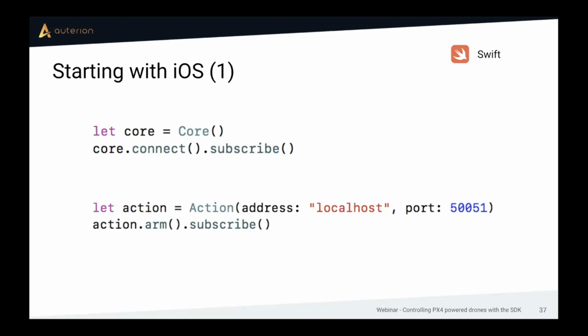Okay, so if we then look at the action plugin, we just create the action plugin, let action equal Action, and here we have to give an address and a port. I'm running the backend in this example on my computer, so it's localhost and the default port. And then I can just start doing stuff. Arming is just action.arm, and because it's RxSwift, we subscribe: action.arm.subscribe.